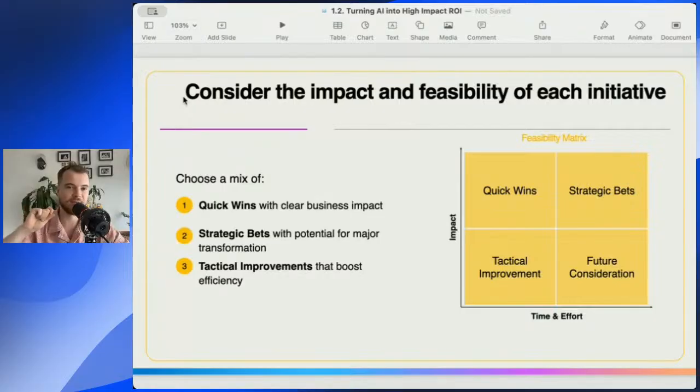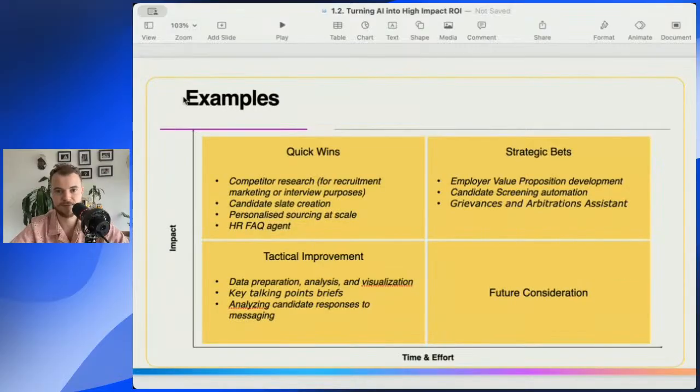Next, you want to consider the impact and feasibility of each initiative. So, of the problems you've identified, where can you make quick wins? What's going to be a strategic bet? What's a tactical improvement that increases efficiency? And then what's better just to leave for future consideration? You can divide all the ideas you have into 4 categories in this quadrant.